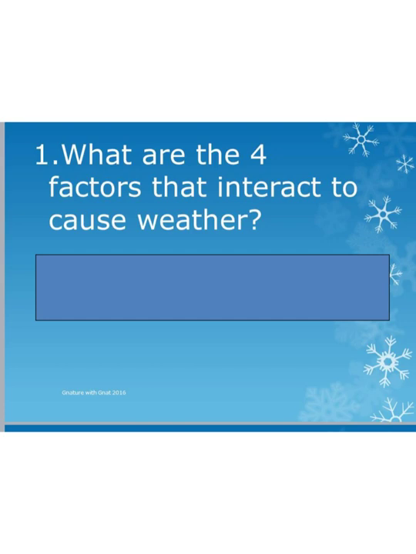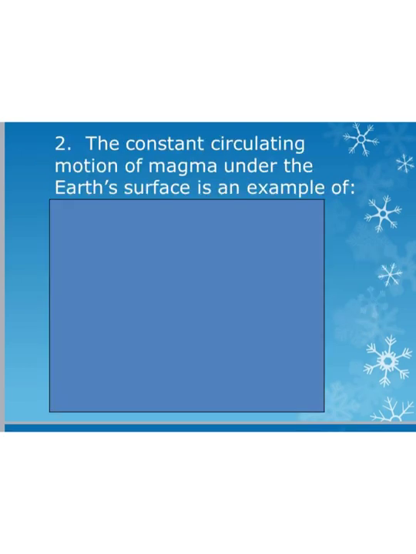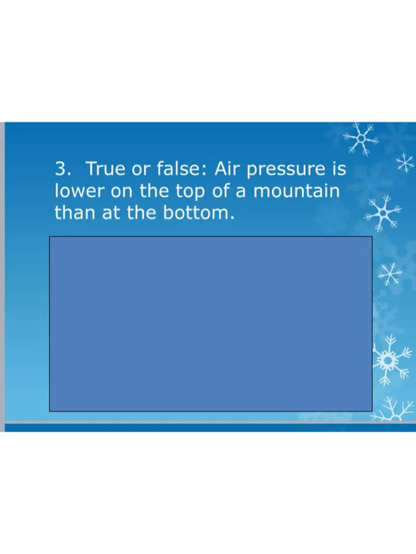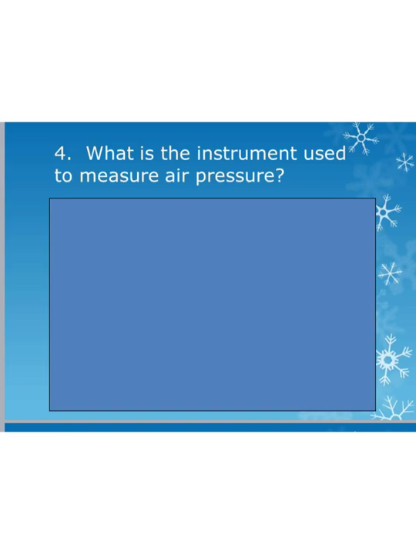First question is, what are the 4 factors that interact to cause weather? And so those 4 factors are number 1, heat energy, number 2, air pressure, number 3, wind, and number 4, moisture. Number 2, the constant circulating motion of magma under the Earth's surface is an example of, and your answer would be convection. Number 3, true or false, air pressure is lower on the top of a mountain than at the bottom of the mountain, and your answer would be true. Number 4, what is the instrument used to measure air pressure? Your answer would be a barometer.